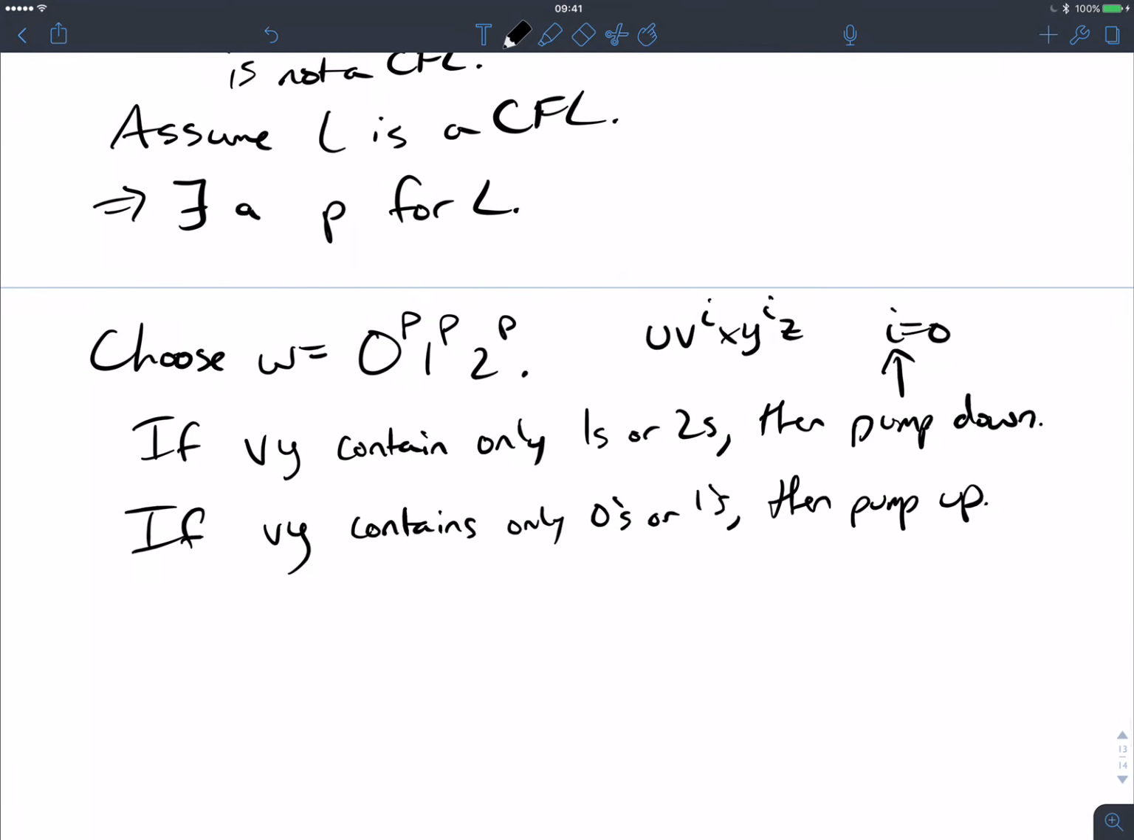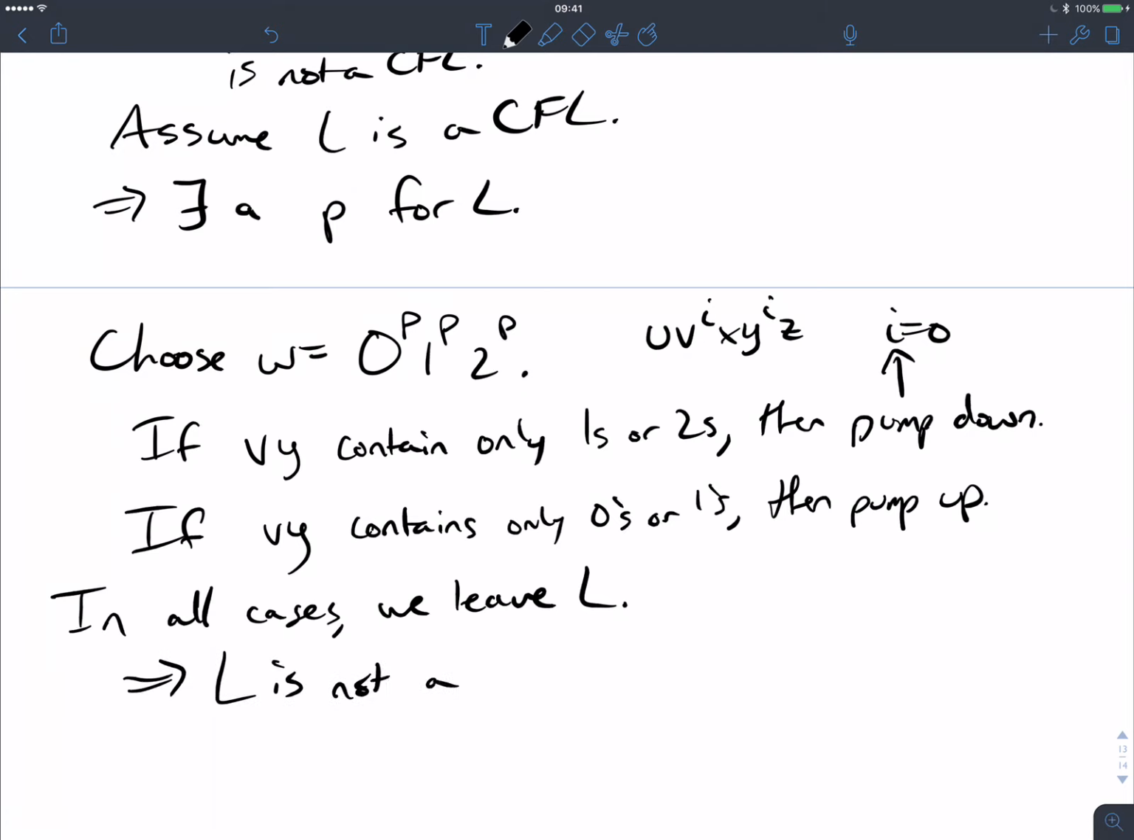And so therefore, in all cases, we leave L, and then therefore L is not a CFL. So this is just another example of you can have a different value of i for every decomposition. Based on the decomposition, we set i equals 0 in one of them and set i equals 2 or larger in the other one. Okay? Does that make sense?